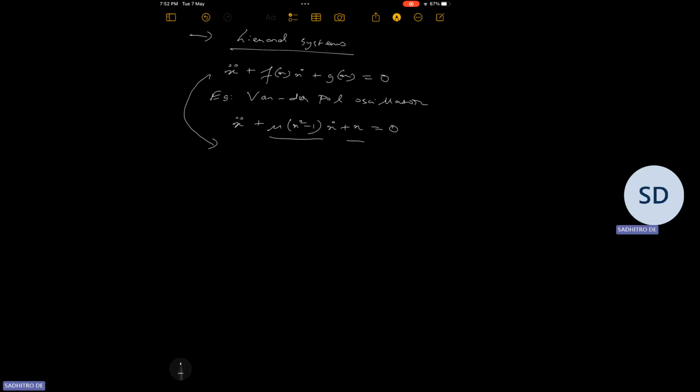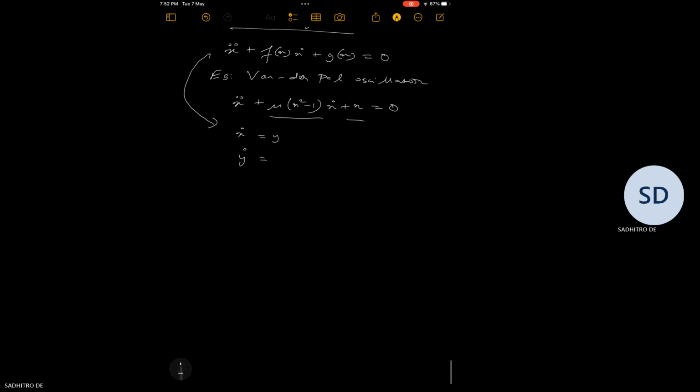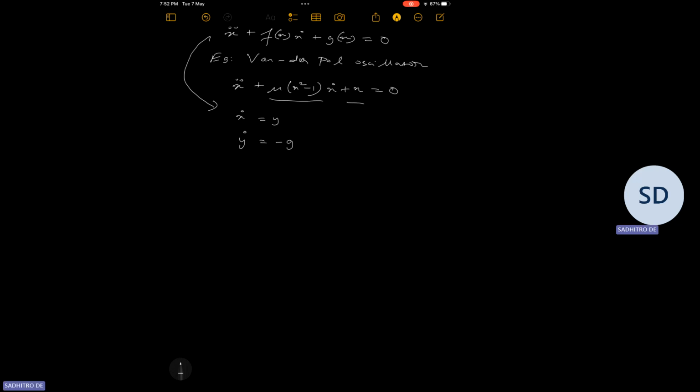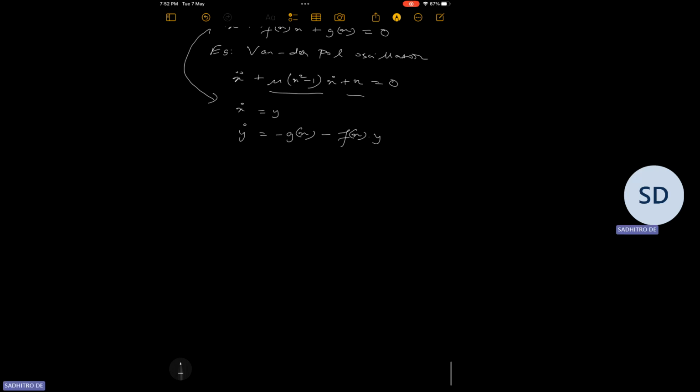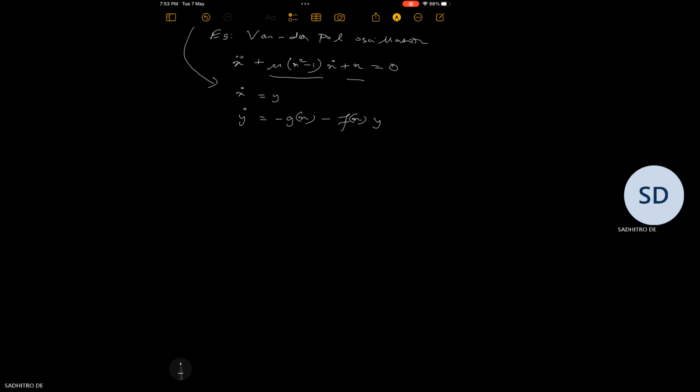Now the Lienard systems can be written in terms of two first order differential equations: x dot equal to y and y dot equal to minus g of x minus f of x into y. There exists a theorem called the Lienard theorem, which justifies the existence of a limit cycle in Lienard systems. This theorem, called Lienard's theorem, is as follows.